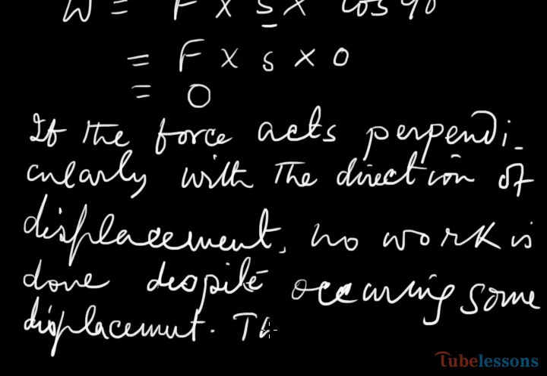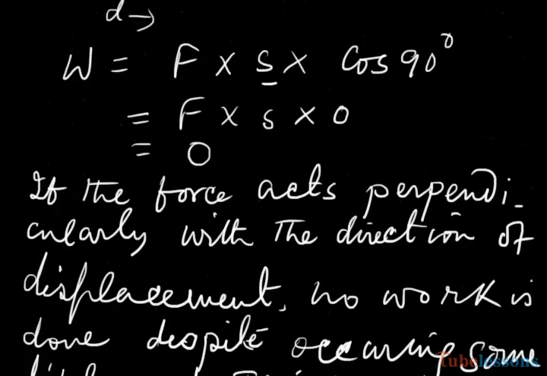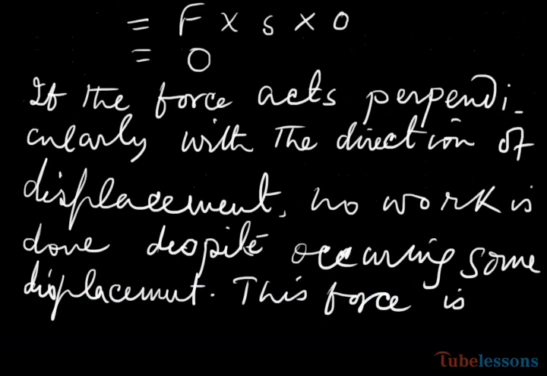This force is called no work force. F into S into 0, that is 0. So though displacement takes place, as the displacement is perpendicular to the force, no work is done by the force, and this force is called no work force.